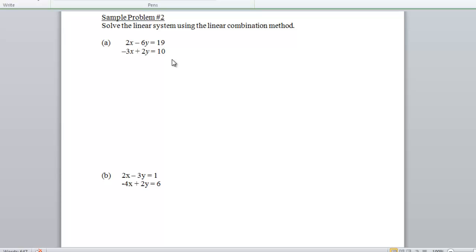Okay, now we'll take a look at a couple of examples for linear combination. If you notice right off the bat in part A, we don't have a single coefficient that's 1, and so that's why we're going to use linear combination in this method. Now I need to look at the individual x's and individual y's and see if there's any way that I could create an opposite coefficient.